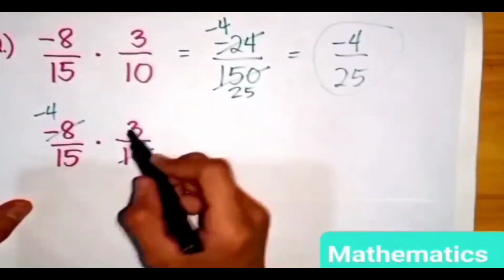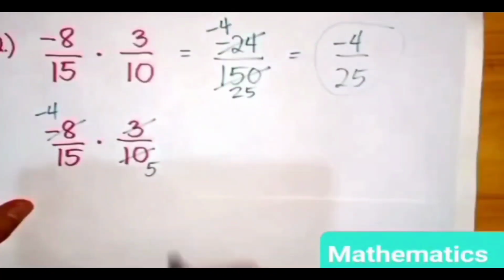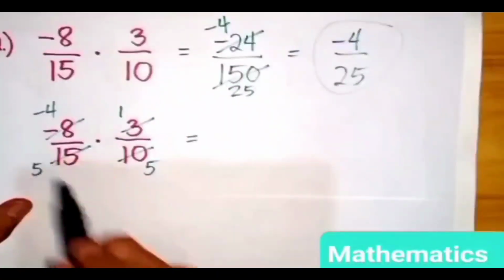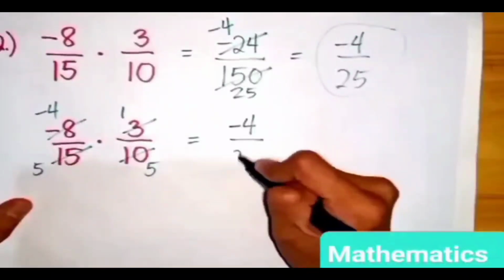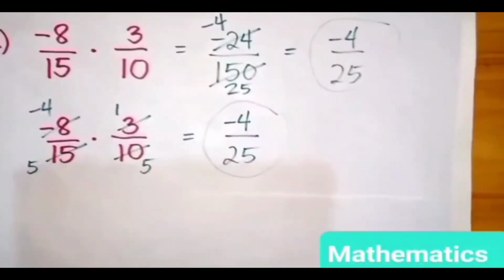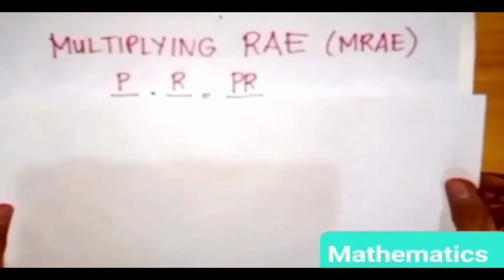Hindi pwedeng 15 at 5. So si 3 and 15 pwede. We divide these two numbers by 3. 3 divided by 3, that's 1. 15 divided by 3, that's 5. And then we now multiply yung mga naiwang numerators and denominators. Negative 4 times 1, that's negative 4. 5 times 5, 25. We have negative 4 over 25, that's the product of negative 8 over 15 and 3 tenths. Now we are ready to multiply rational algebraic expressions. So ito yung rule in multiplying RAE.